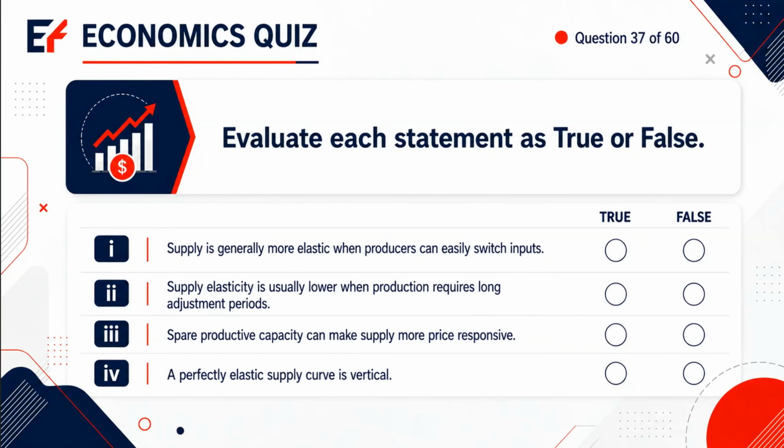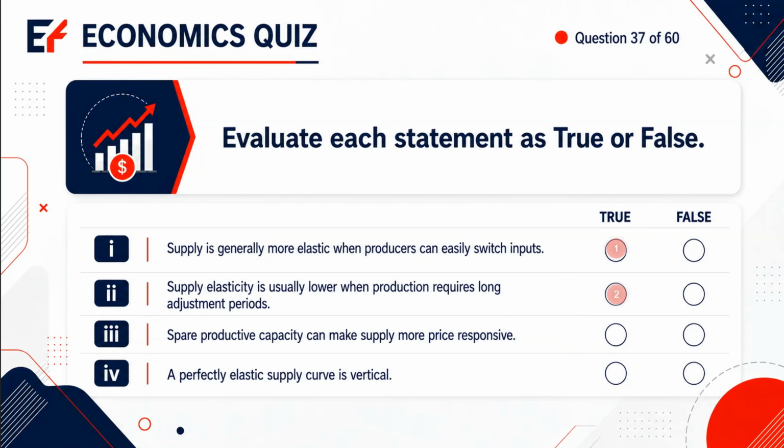Question 37. Evaluate each statement as true or false. Supply is generally more elastic when producers can easily switch inputs. The correct answer is true. Supply elasticity is usually lower when production requires long adjustment periods. The correct answer is true.